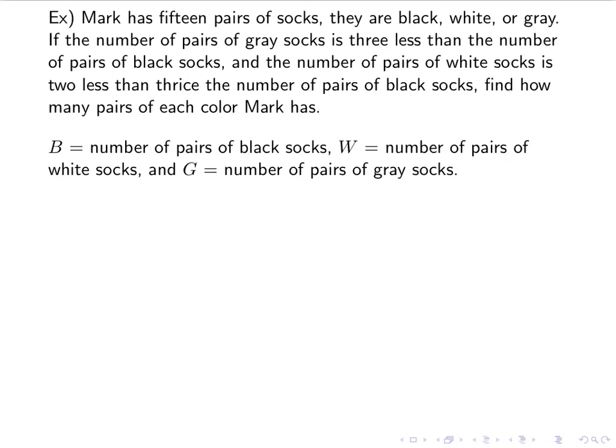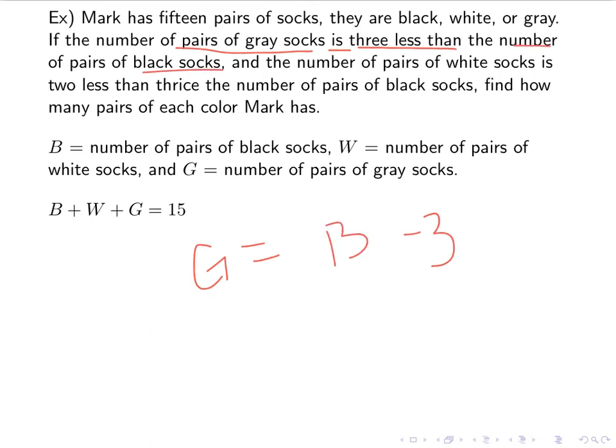So again, first things first, I'm going to label my variables. B equals the number of pairs of black socks, W equals the number of pairs of white socks, and G equals the number of pairs of gray socks. We know that there are 15 pairs of socks, so B plus W plus G equals 15. And then the next sentence says, if the number of pairs of gray socks, G, equals 3 less than the number of pairs of black socks. So G equals B minus 3.